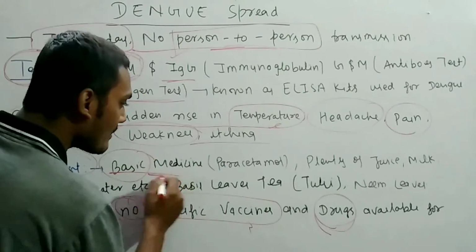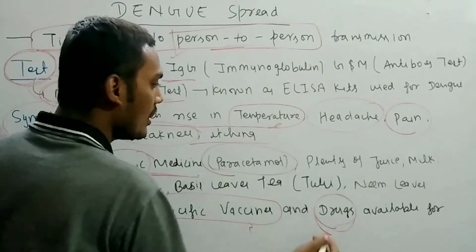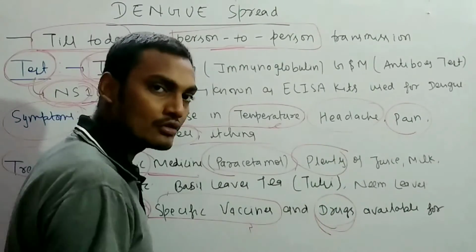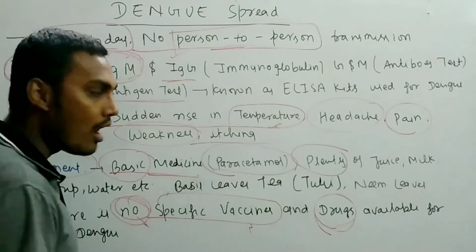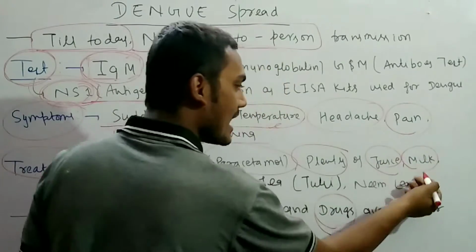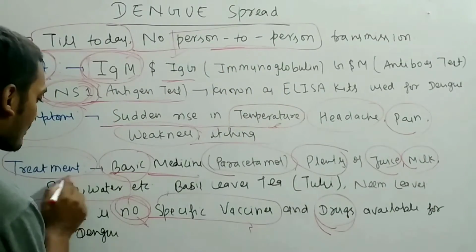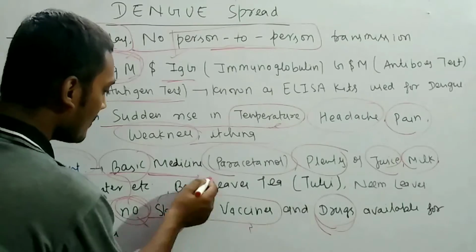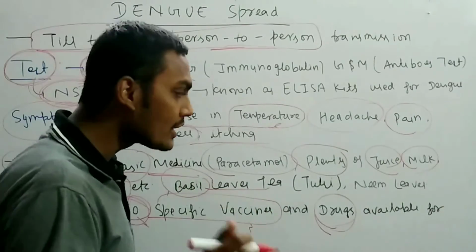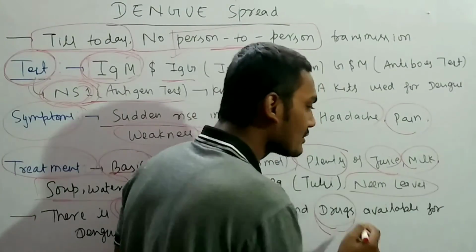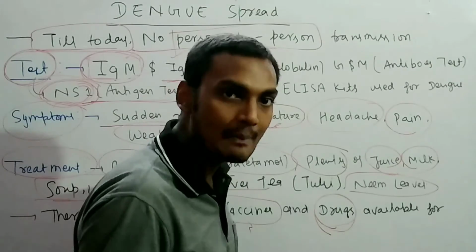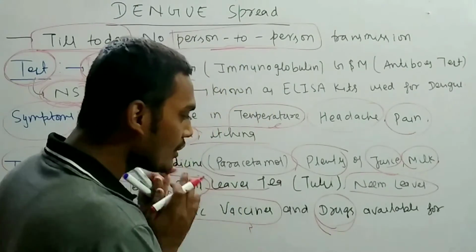There are basic medicines like paracetamol, as you know, and plenty of water should be provided, and it should be warm. Juice, milk, should be warm, and soup can be provided to the patient. Basil leaves tea, popularly known as tulsi, and neem leaves, popularly known as neem ka patta, can be given. So these are the curative steps.